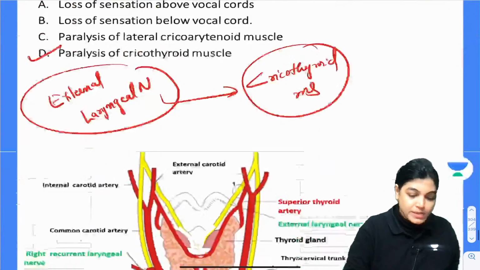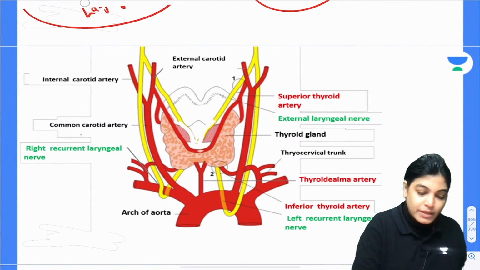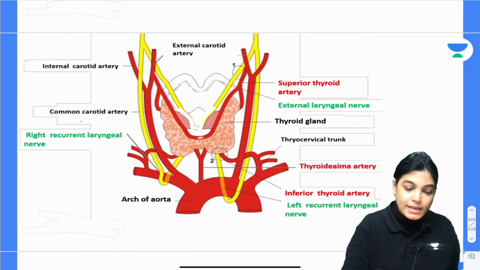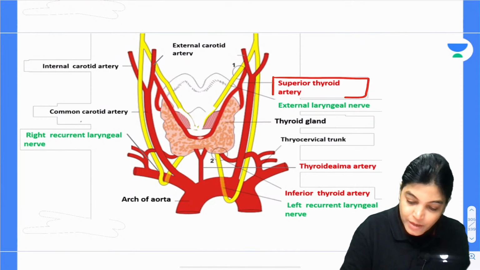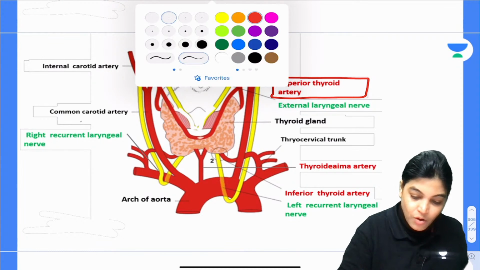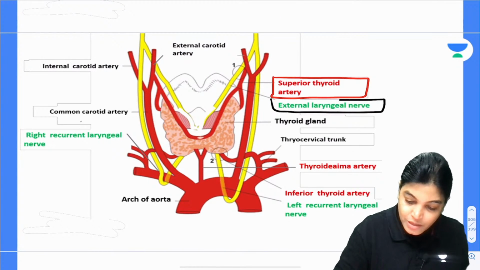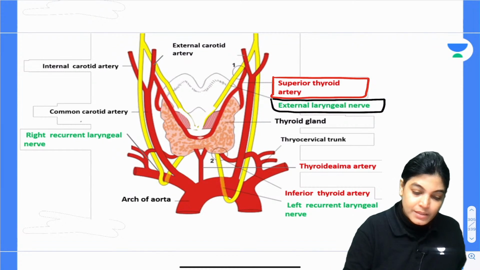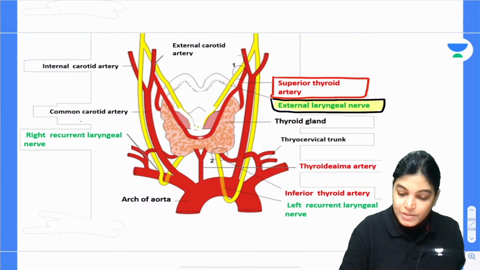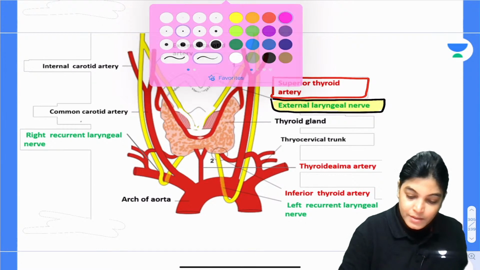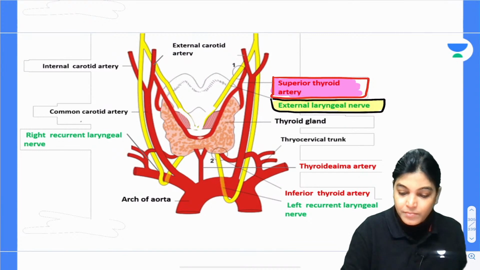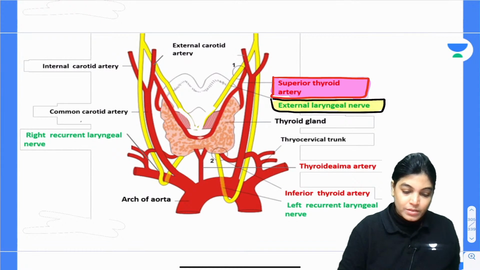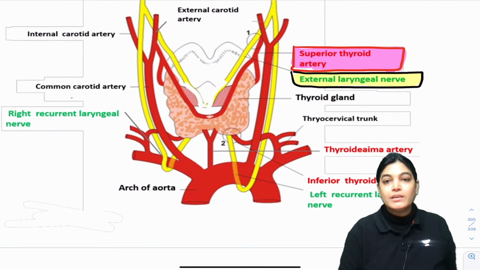My dear aspirants, see this diagram which will help you to understand. Let me show you the important relations here. You can see in this diagram that this is superior thyroid artery, and it is running along with external laryngeal nerve. So if superior thyroid artery is injured, external laryngeal nerve is involved. If I enlarge this diagram, it will be clearly visible to you.